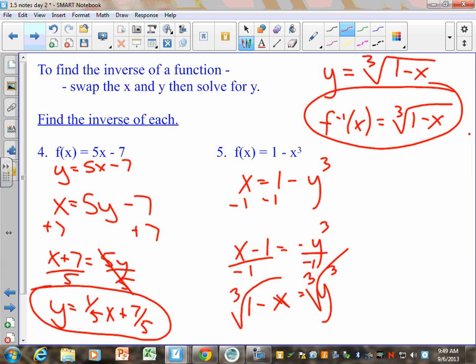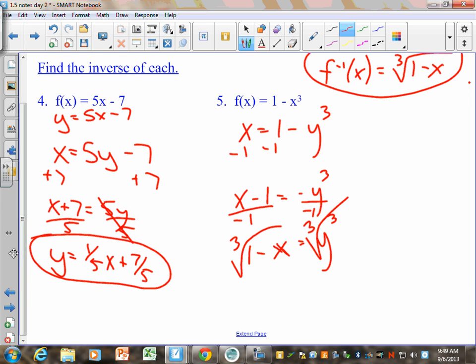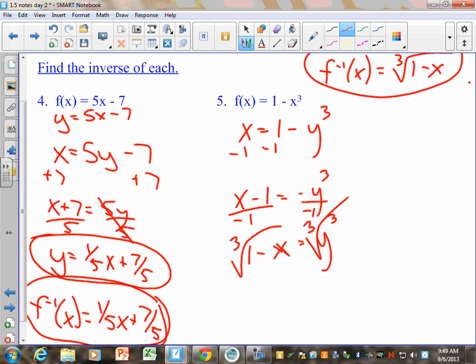Might not like that better. It looks more official. Or negative x plus 1 is the same thing if you have that underneath there. So I'm going to go back and change this one too, and say that that's f inverse of 1 fifth x plus 7 fifths. Switch x and y, solve back to y. Questions about that?